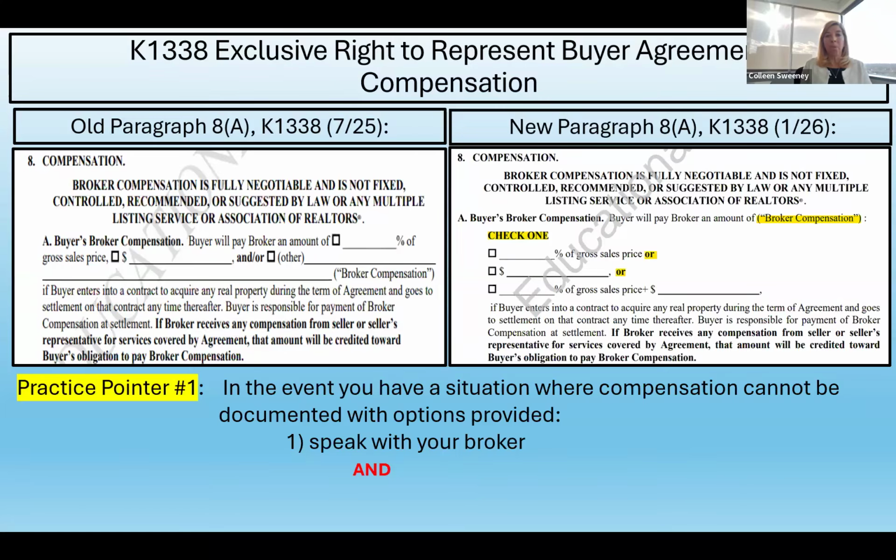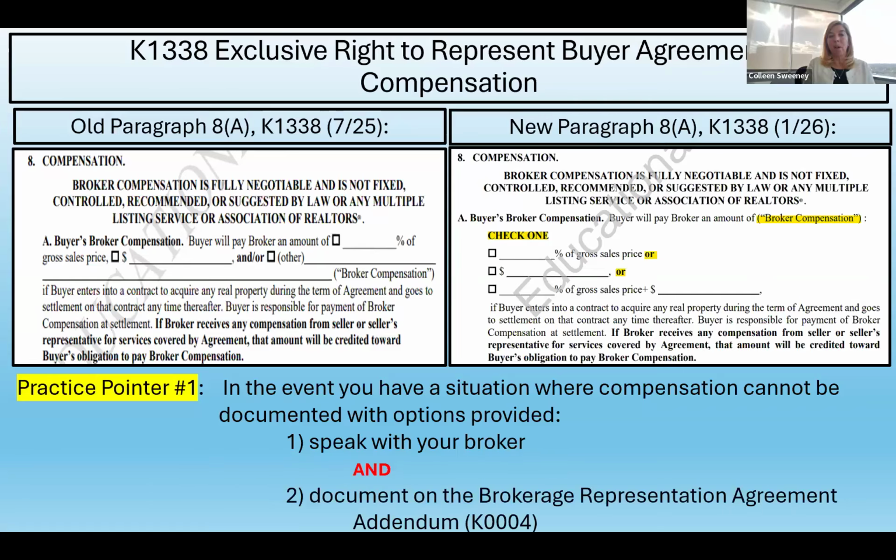So this is just a practice pointer. In the event that you have a situation where the compensation cannot be documented with the options on this new form, it doesn't mean you can't do anything about it. It's just you want to speak with your broker. It's a hot topic. You want to make sure you're compliant with the NAR settlement. Speak with your broker and document on the brokerage representation agreement addendum K0004 how you're going to do that. But this is really just being very careful, making sure that everybody's complying with the terms, and before you fill in a form, you understand the ramifications of the form.